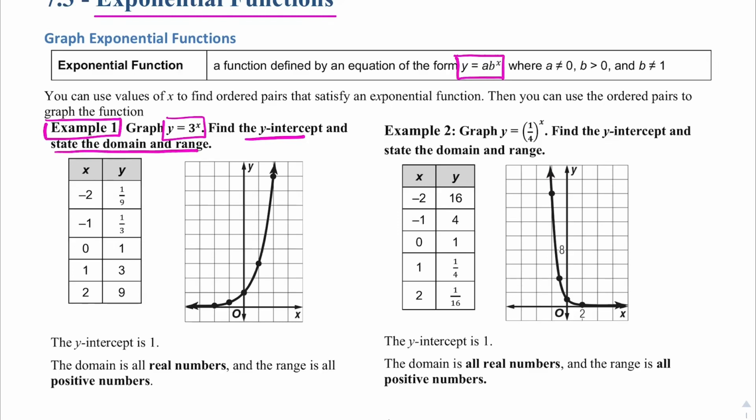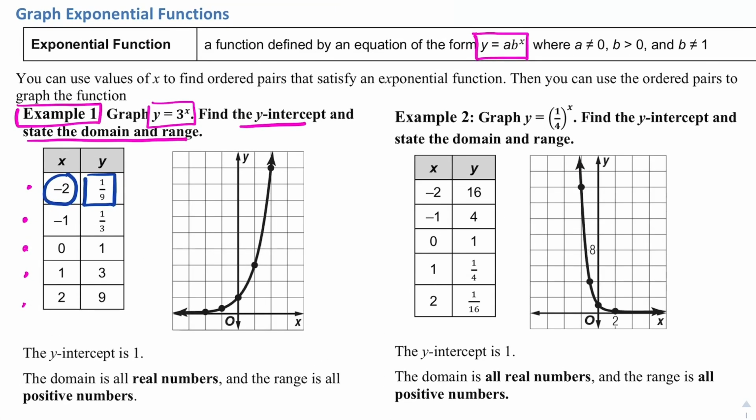So in this particular question, I've already filled the table in for you. I've given you a bunch of x values down the side and the corresponding y values. Now remember, we're focusing a lot on mental math this unit, not using our calculators. So you'll notice that to go from -2 to get the answer 1/9, that comes from doing the following substitution.